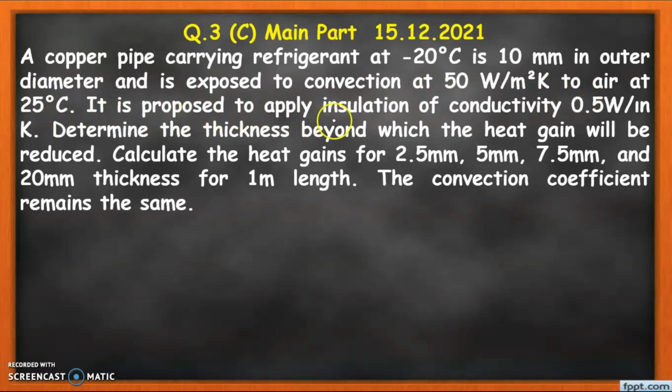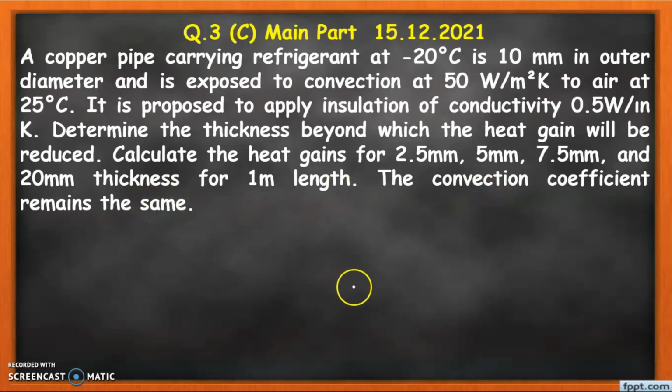It is proposed to apply insulation of conductivity 0.5 watt per meter Kelvin. Determine the thickness beyond which the heat gain will be reduced. Calculate the heat gain for 2.5 millimeter, 5 millimeter, 7.5 millimeter and 20 millimeter thickness for 1 meter length. The convection coefficient remains the same.